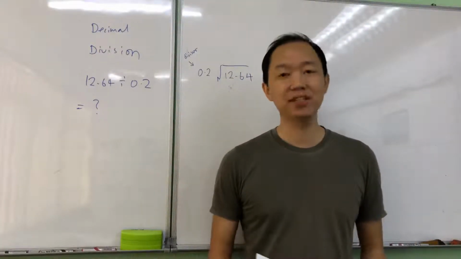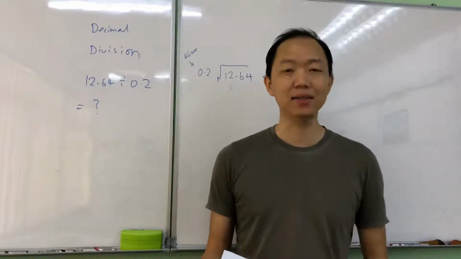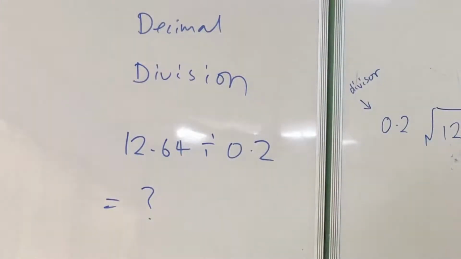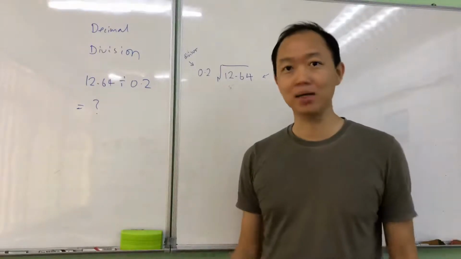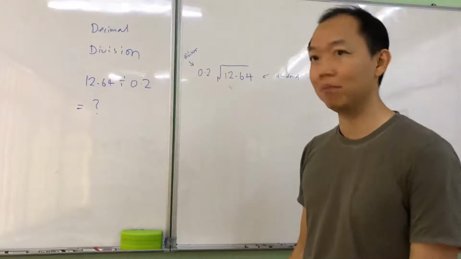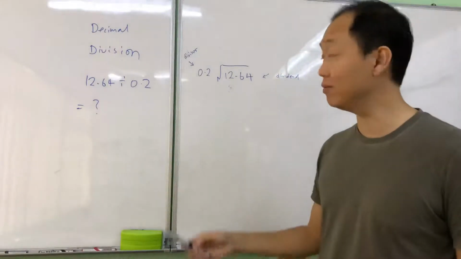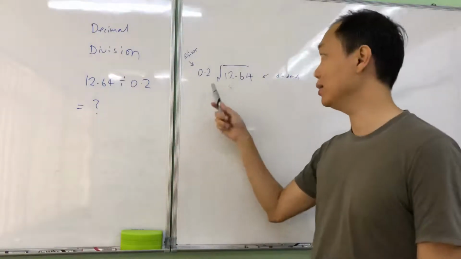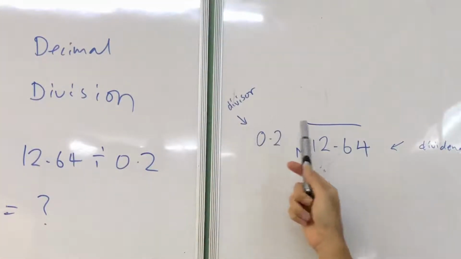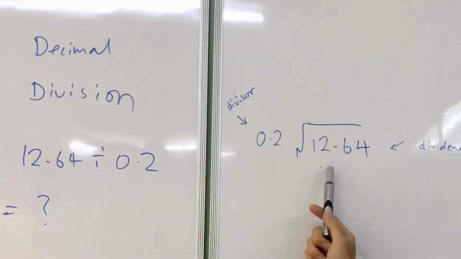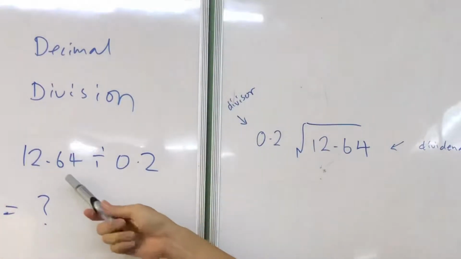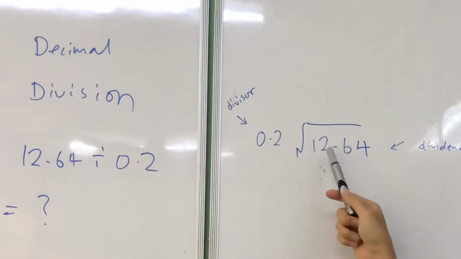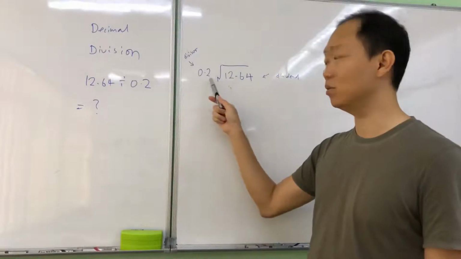Hello, in this next video we're going to teach you how to divide decimals. A typical question would look like that: 12.64 divided by 0.2. It looks a bit complicated, but because we know how to divide, we're going to use the long division method. This is called the divisor, and this is called the dividend. When you write it out in long division form, it looks like this: 12.64 divided by 0.2.